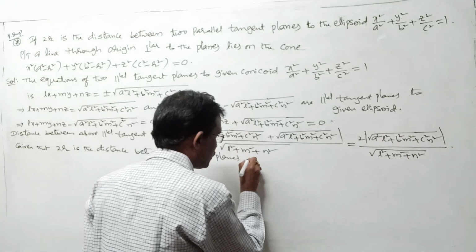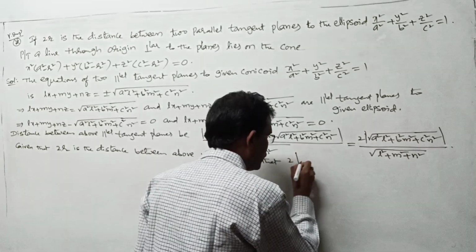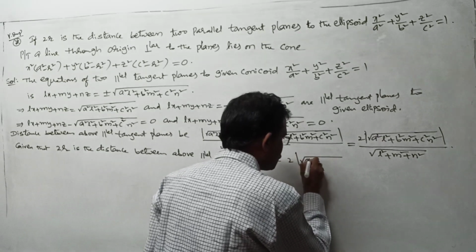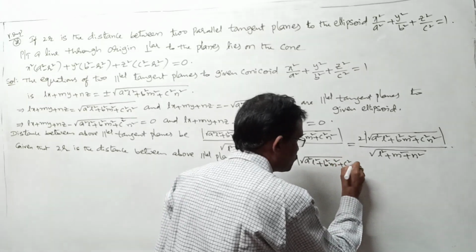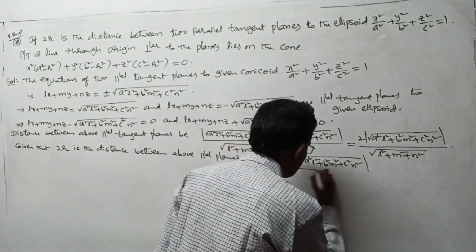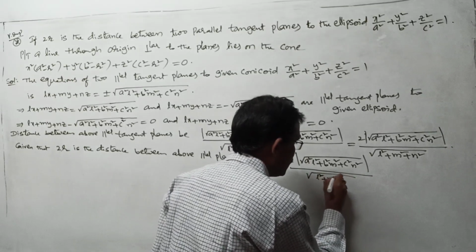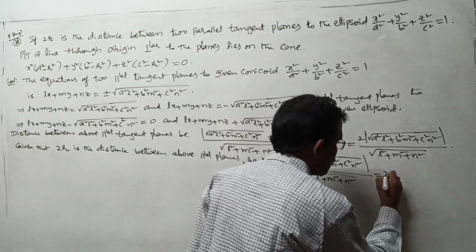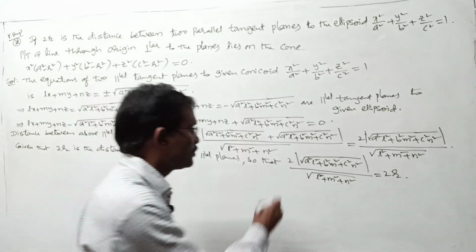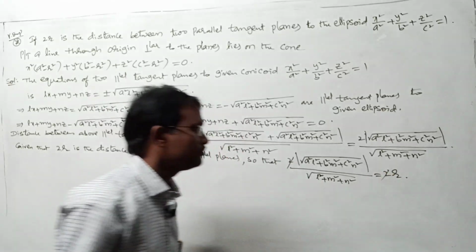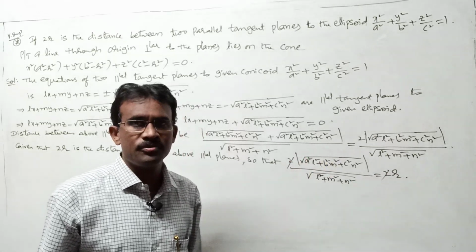That implies 2 into modulus square root of a square l square plus b square m square plus c square n square, whole by square root of l square plus m square plus n square, should equal to what? 2r. This is equal to 2r, 2 gets cancelled, right? Next, do cross multiplication and then remove the root; for that, use the squaring condition.